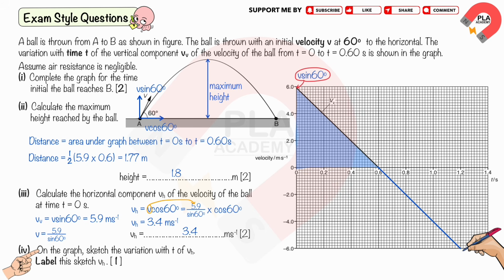On the graph, sketch the variation with t of the horizontal velocity. Label this sketch VH. The horizontal velocity remains constant throughout the motion. So we draw the graph like this.